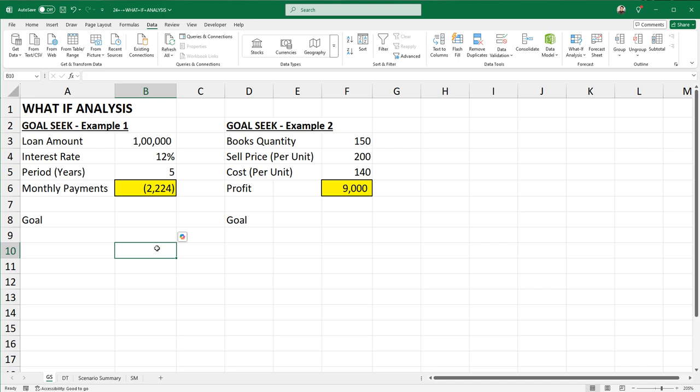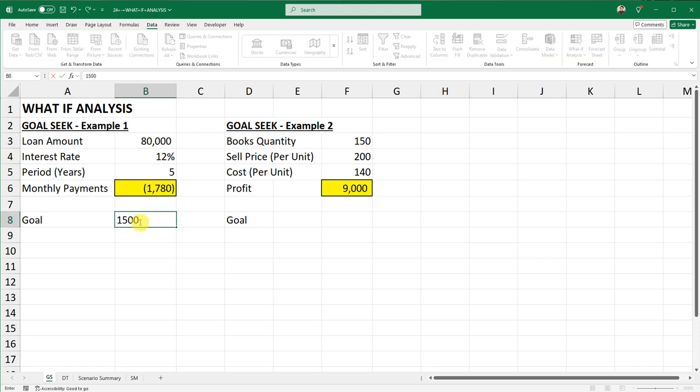Exactly. So I tried to do some guesses on the data. If I change the loan amount, it shrinks down to 2000. Further, if I decrease the loan amount, it goes to 1700. But at this point of time, I'm not sure how. I know my goal, which is 1500, but I don't know how many steps it would require to get to that goal. So goal seek comes in handy, and we can quickly find out the answer within seconds.